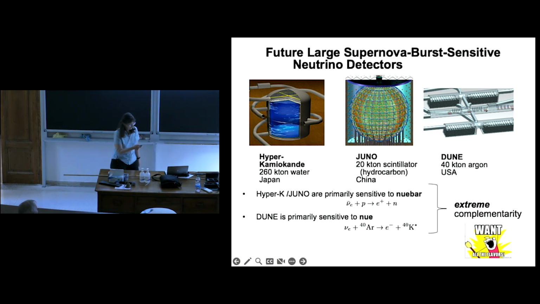And what I want to say here is that these experiments are highly complementary. We want all of the information possible if a supernova happens. So the big three for the next couple of decades: there's Hyper-K, which is water-based, JUNO, 20 kilotons of scintillator, and DUNE, 40 kilotons of argon. These have different flavor sensitivities, different sensitivities to different components of the flux. Hyper-K and JUNO are primarily sensitive to nu bar. DUNE is primarily sensitive to nu e, and this is not a competition.